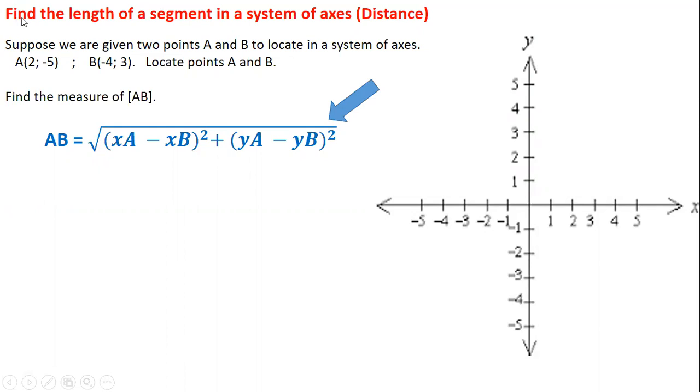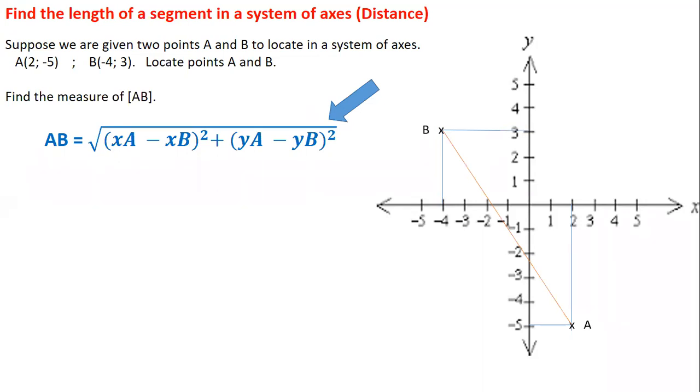Find the length of a segment in a system of axes. Suppose we are given two points A and B to locate in a system of axes: A(2, -5), B(-4, 3). Locate points A and B. If we are given two points A and B with coordinates, we should locate them. This is point A, and we locate point B. After I locate A and B, I will get a segment AB, if I connect A with B.